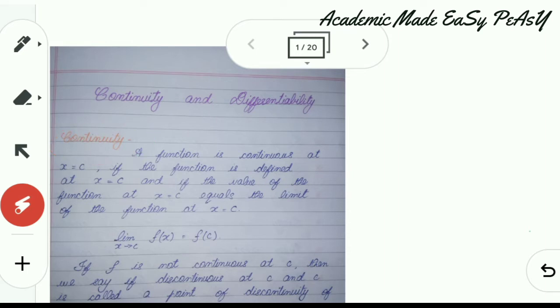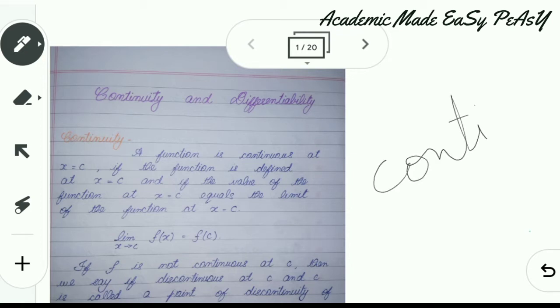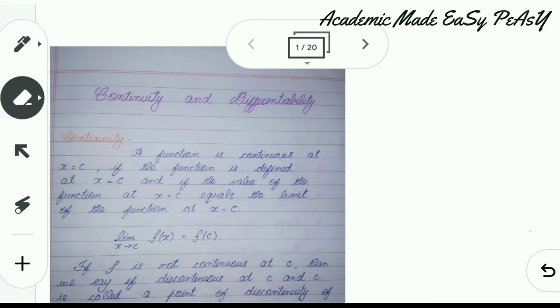Continuity. So what is the basic concept of continuity? Continuity is nothing but it is just like continuous. So here what they are saying is the continuity of a function. Continuity means a function will be given and we have to check whether the function is continuous, that is, without any break it is moving or not, we will be seeing for the given function.